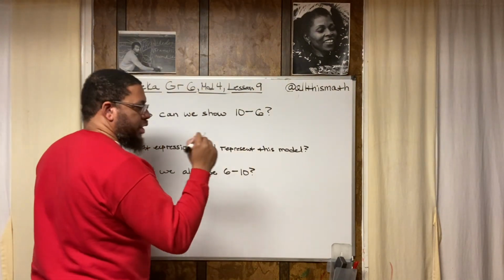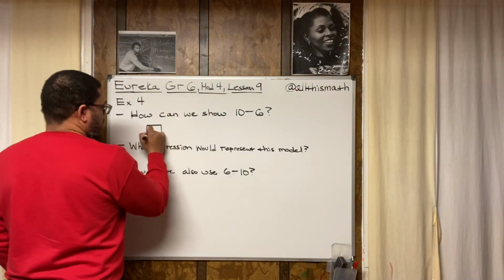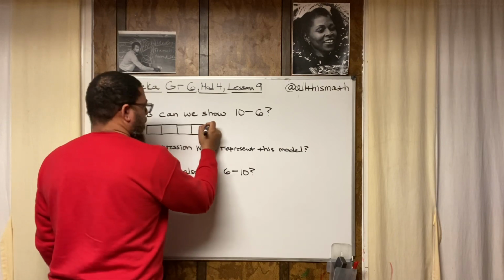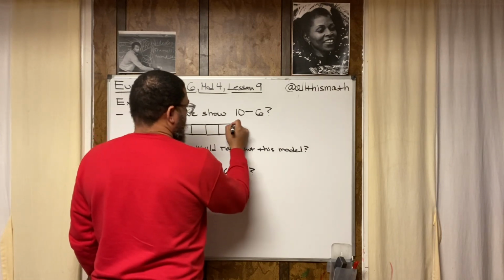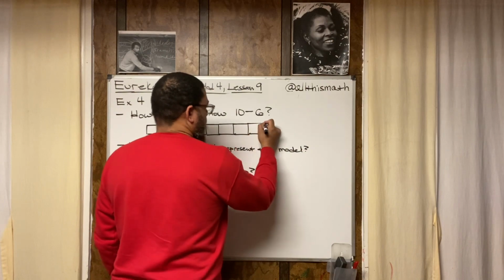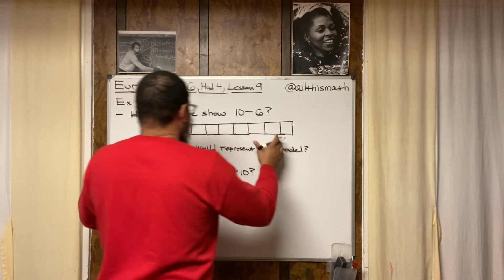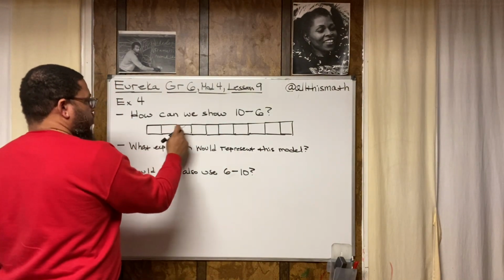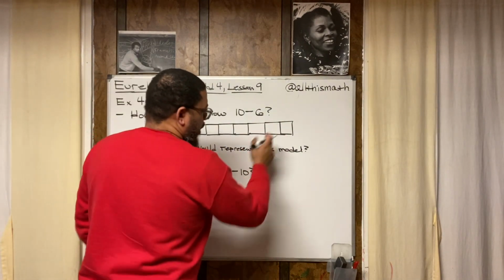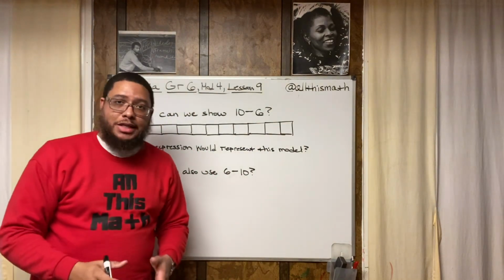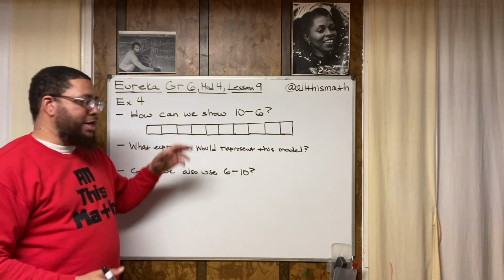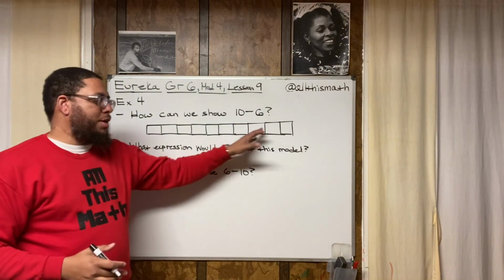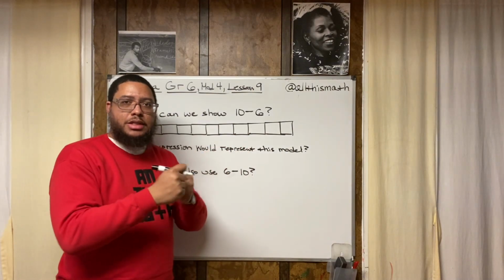So what I'm going to do is draw 10 boxes, right? 1, 2, 3, 4, 5, 6, 7, 8, 9, 10. That's my bar diagram. I got 10 boxes. That's the 10 that I start out with. When you draw your bar diagram, do your best to make sure that each of the individual boxes are the same size, same dimensions. You don't got to be perfect, but just try to make them as close to each other in size as possible.